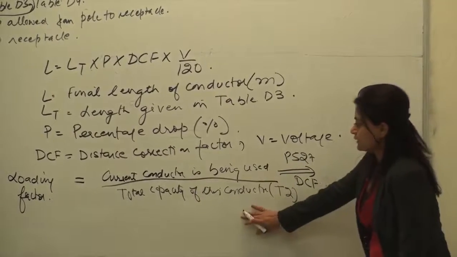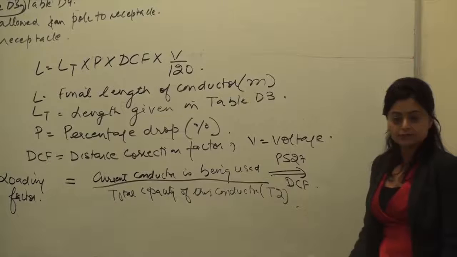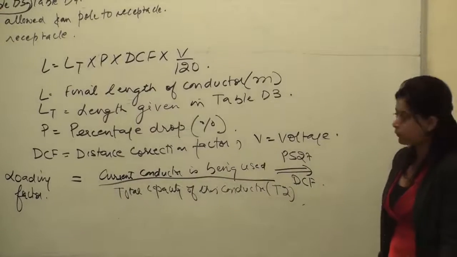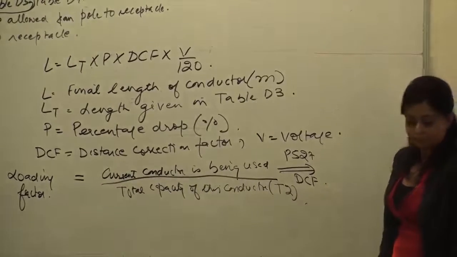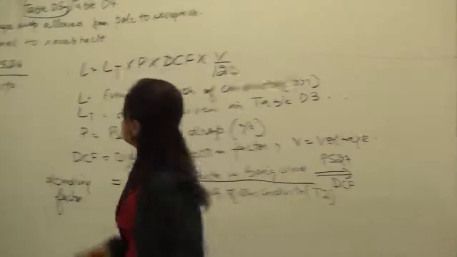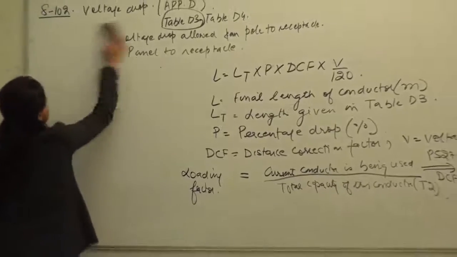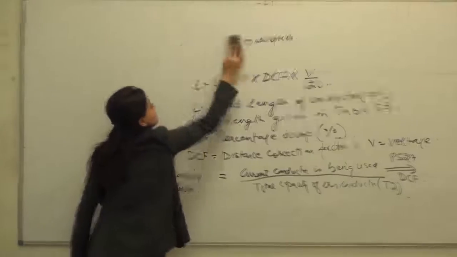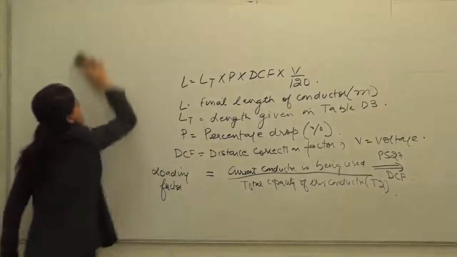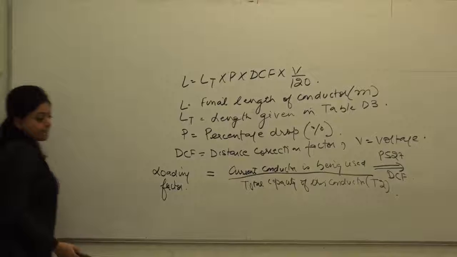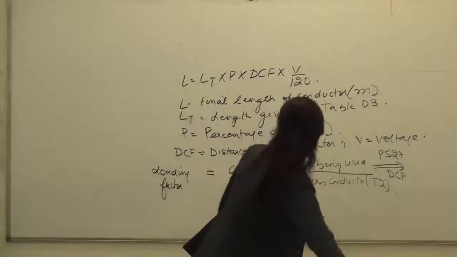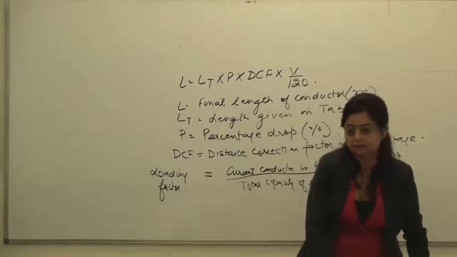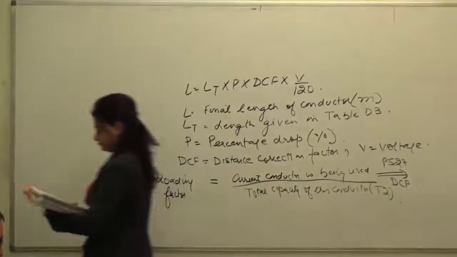For now, just copy this information. We will practice a few questions. You guys will be rocking after that. Total capacity of this conductor based on table 2 means current carrying capacity.